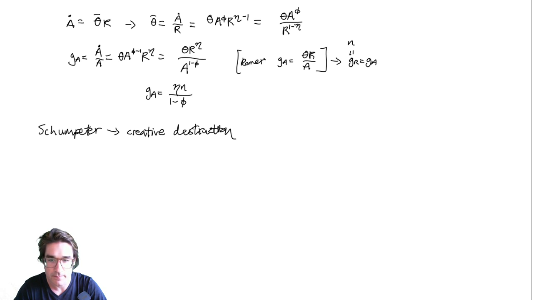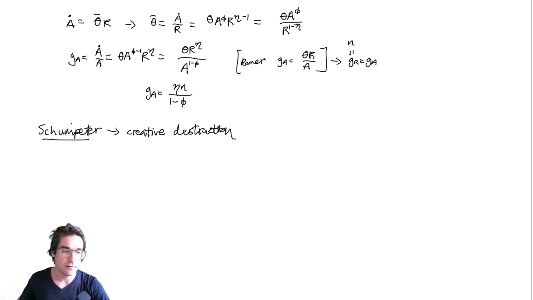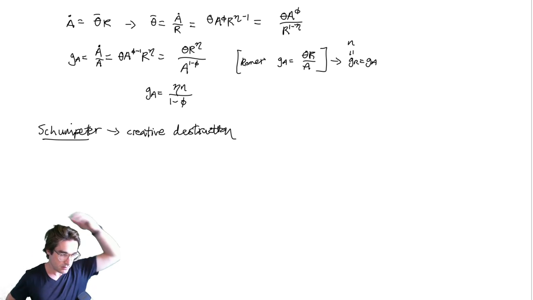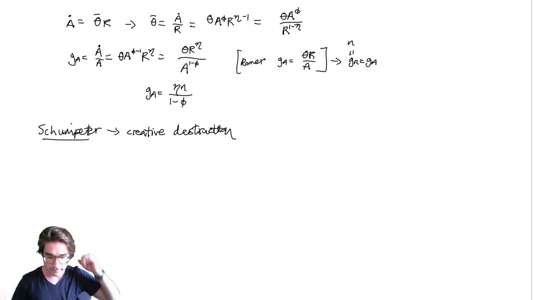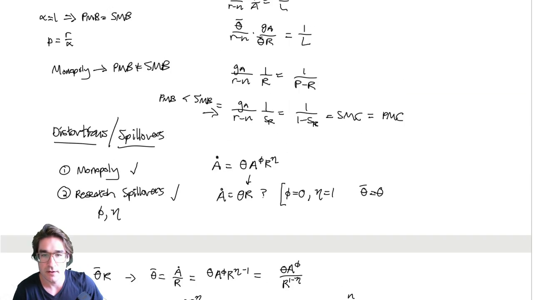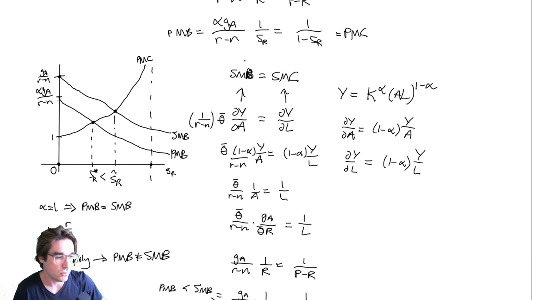So that's the other model that Jones does, this so-called Schumpeterian model. And this sort of reimagines a little bit how competition works. If you think about the Romer model, what does competition mean in this setting? It's not like price competition, because these firms are all monopolists.